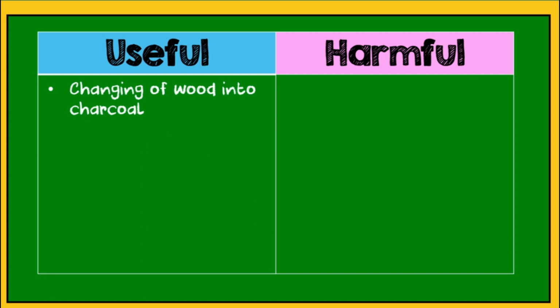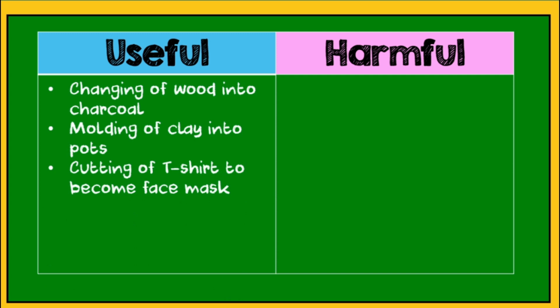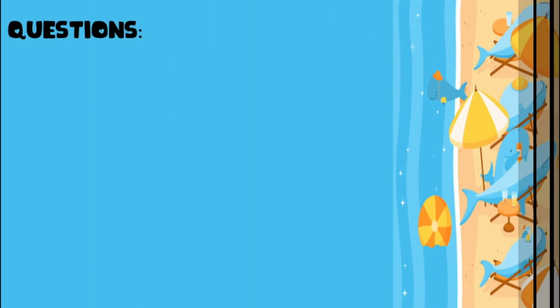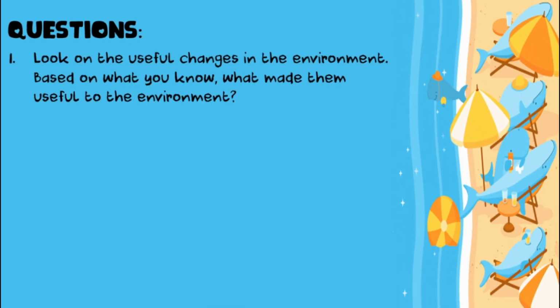The useful changes in the materials based on the activity are changing of wood into charcoal, molding of clay into pots, cutting of t-shirt to become face mask, and bending of metal in making hanger. For harmful changes in the materials, burning of plastic bottles. Let us now proceed with the guide questions.